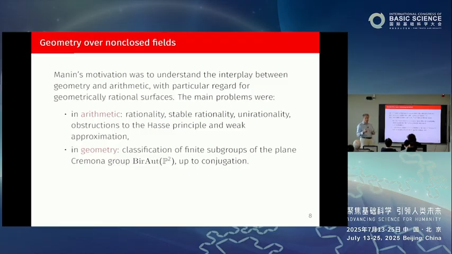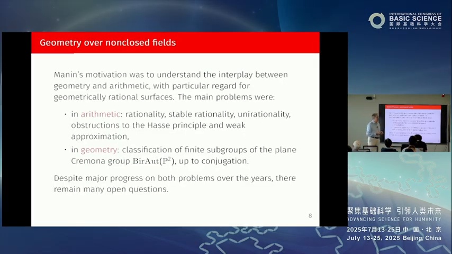Now, in geometry of the complex numbers, we'd like to understand finite subgroups of the plane Cremona group up to conjugation. And in fact, let me just say that even projectively linear actions on P2, the classification of these actions up to conjugation in the Cremona group is still an open problem. There's been, of course, a lot of progress, but there are also many open questions.